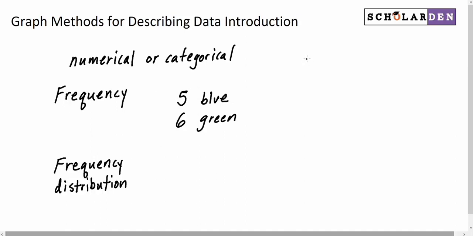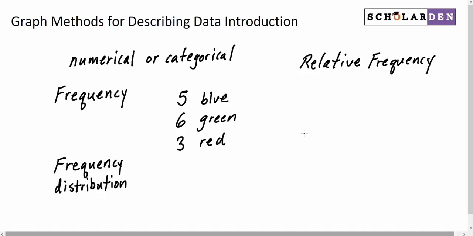Now there's also something called relative frequency. And that relates the frequency of something to the total. It's like a percent. So, for instance, let's say we had 5 people said they liked blue, 6 people said they liked green, and 3 people said they liked red.